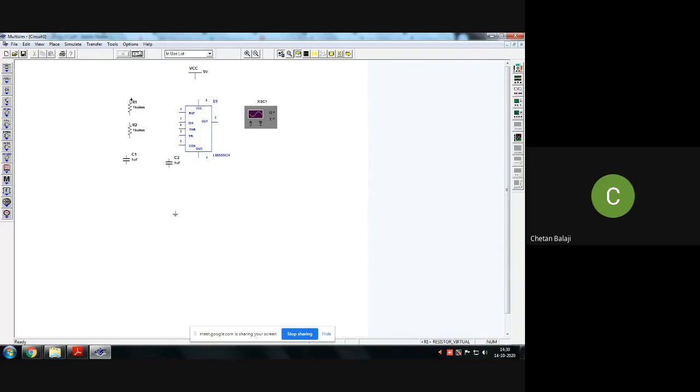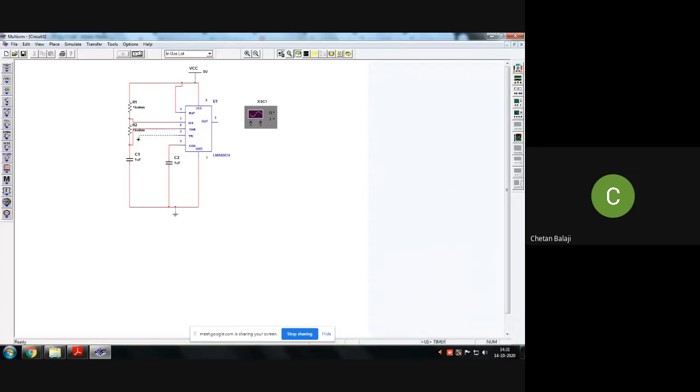Short pin number 4 and 8 to VCC. From the same point, give it to R1. Connect R1 to R2, and R2 to your capacitor and to ground. Pin number 5 again comes to ground. Pin number 1 goes directly to ground. Pin number 7 is connected as shown in the circuit diagram. Pin number 6 and pin number 2 are connected together.